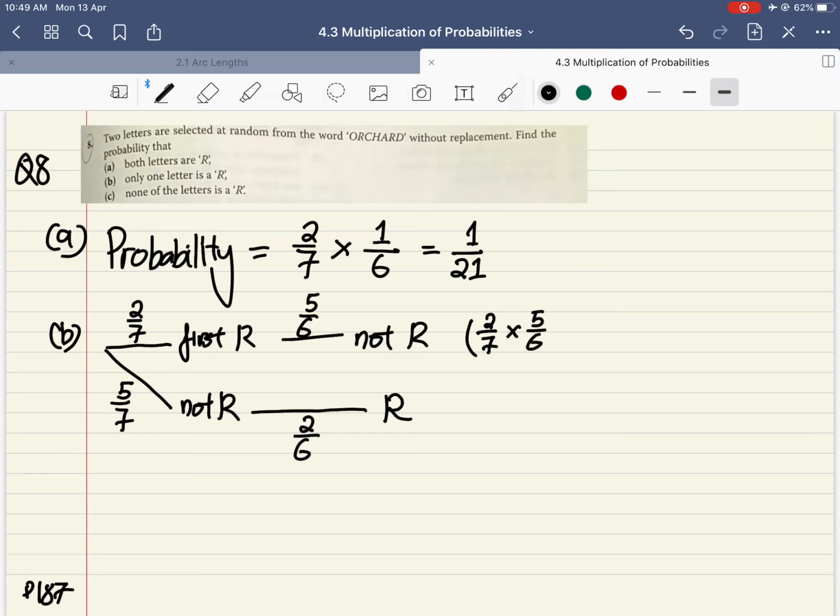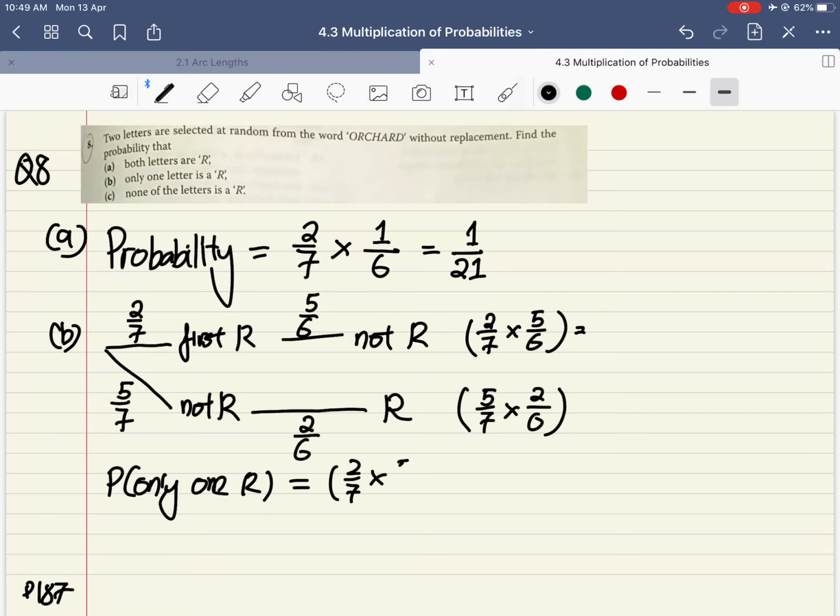So this probability on top is 2/7 times 5/6. This probability gives me that the first is R, the second is not R. The other one is the first not R, 5/7, and the second letter is an R, 2/6. So the probability that only one is R will be 2/7 times 5/6 plus 5/7 times 2/6. What I get is 10/21.